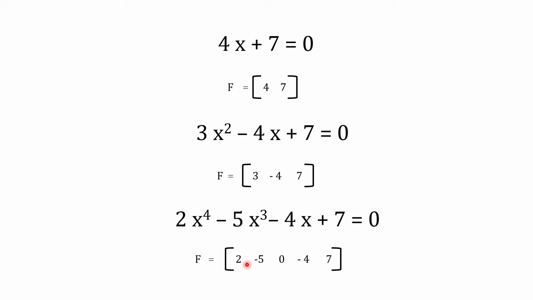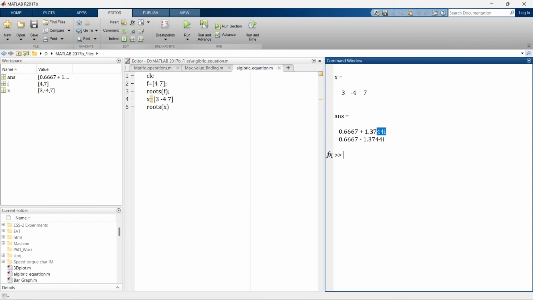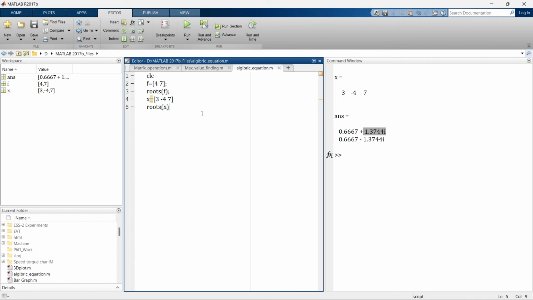So now we'll go to MATLAB and solve these equations one by one. First we'll solve this, f is equal to [3 minus 4 and 7]. We'll call it x, roots of x. We do not want these two things, so we'll suppress the output. Here we get two roots of x, the first one and the second one. Here is the real number and the imaginary number. Now we'll go for the third equation. This one. So these are the different possible roots of z. This is how you can solve the algebraic equation using the roots command.